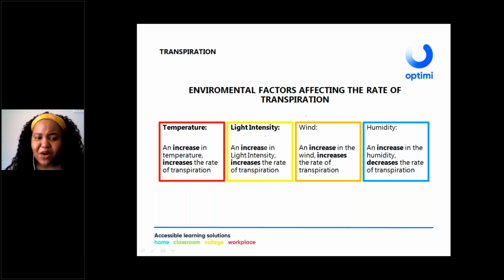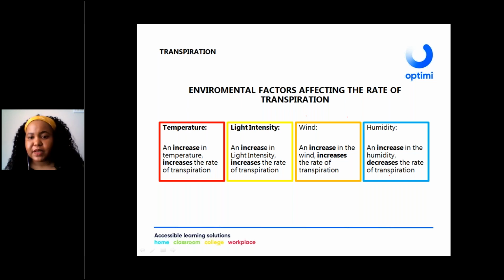This means the more light there is, the more the stomata will open. And the more the stomata open, the more water vapor is going to be let out. With an increase of evaporation, we get an increase of transpiration. Well, that's the same thing. We'll get back to wind lastly.